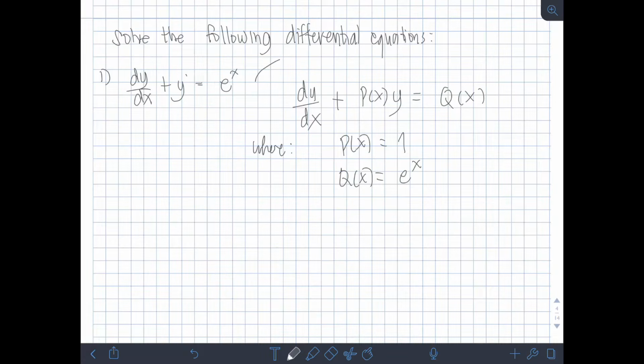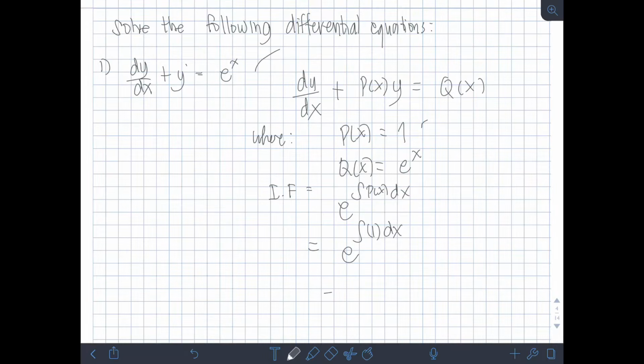Now, ang first step ay hanapin natin yung integrating factor. It is equal to e raised to integral ng p of x dx. So, substitute natin. P of x natin is 1 lang. So, 1 times dx. So, we have integrating factor equal to e raised to integral ng dx. Or, integral ng dx is simply x. So, therefore, integrating factor natin ay e raised to x.